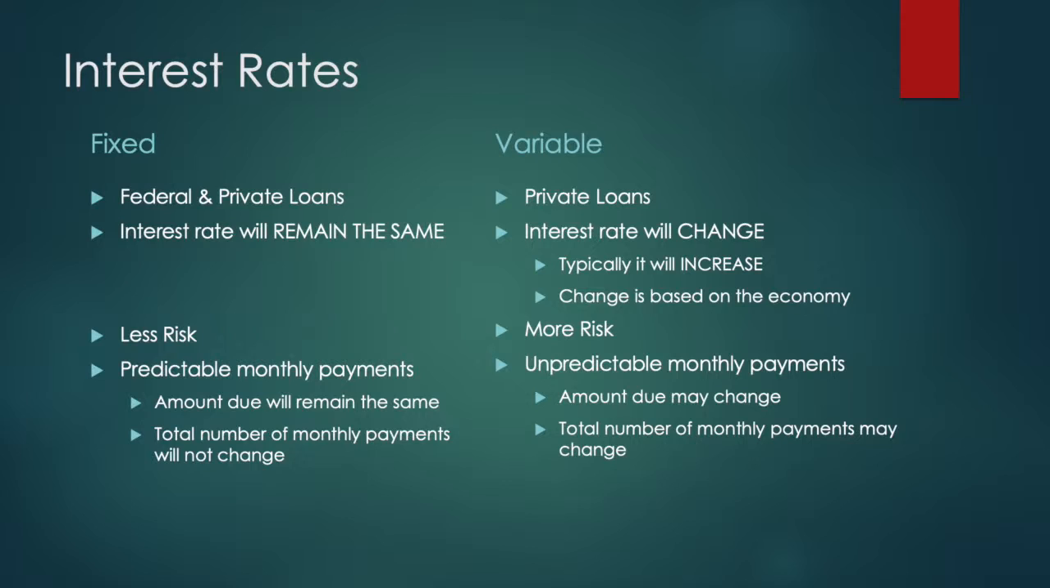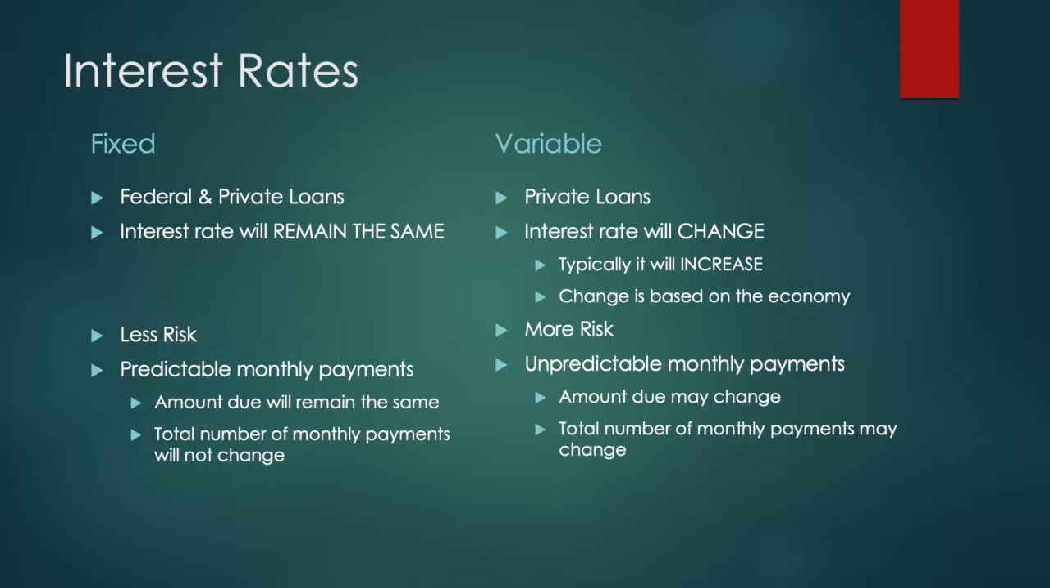The last two big differences between fixed and variable interest rates is that there is a lot less risk associated with fixed interest rates. This is due to having predictable monthly payments. The amount due on a fixed interest rate loan is not going to change on a month-to-month basis, as well as the total number of monthly payments will not change over the life of the loan.